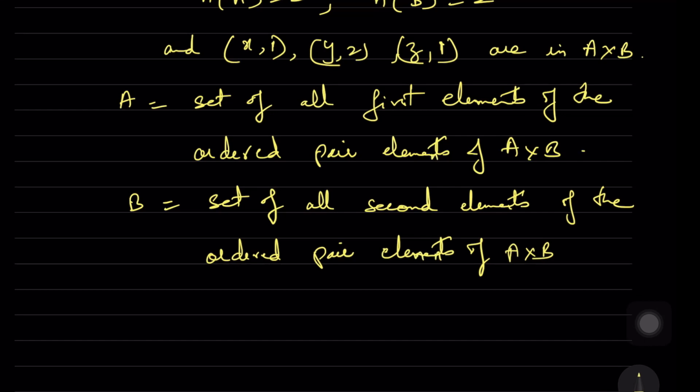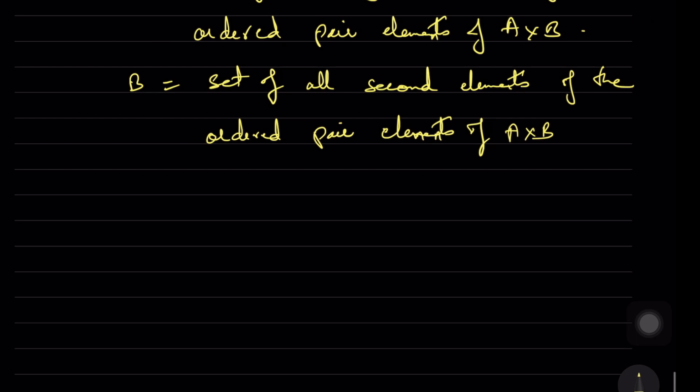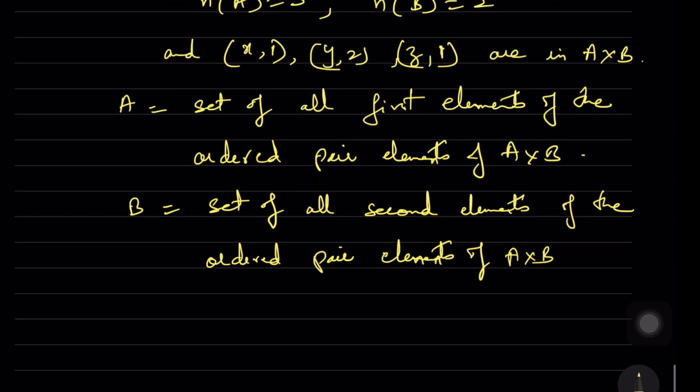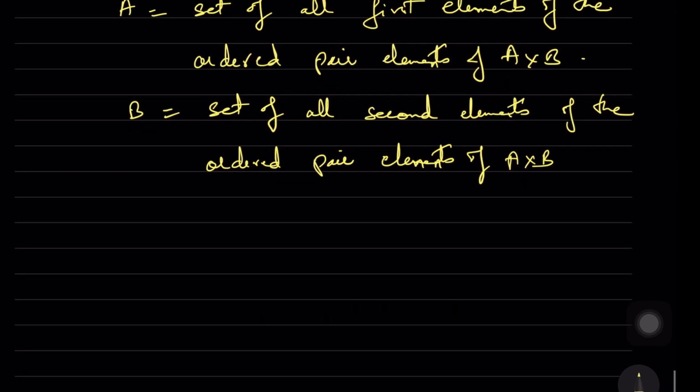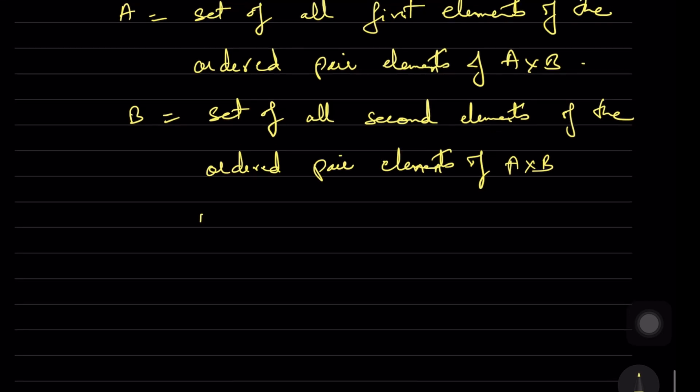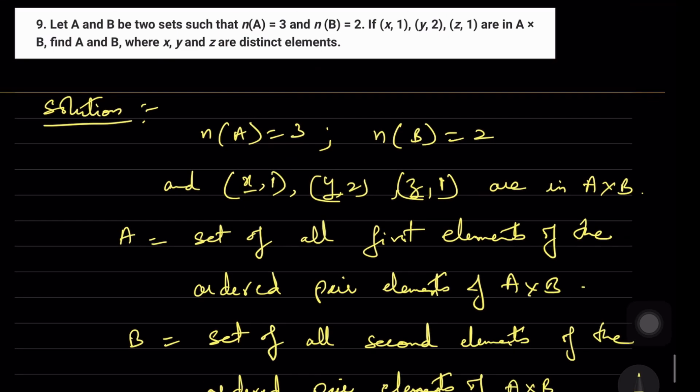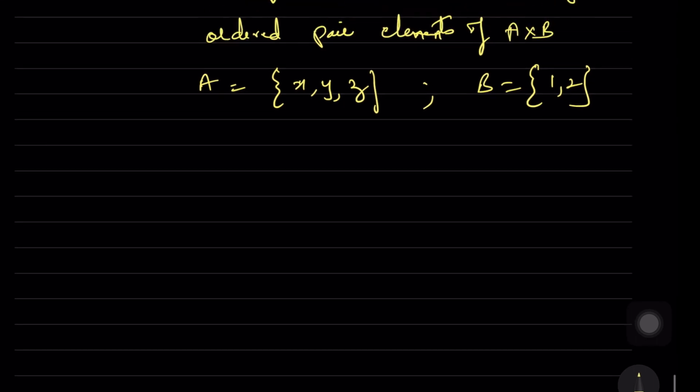Okay, so now clearly we can see that x, y, z are nothing but the first elements of the ordered pairs, and also they belong to A. So A is equal to {x, y, z}, and B is equal to, you can obviously see the leftover elements there, 1 and 2. So therefore 1 and 2 are the elements of B.